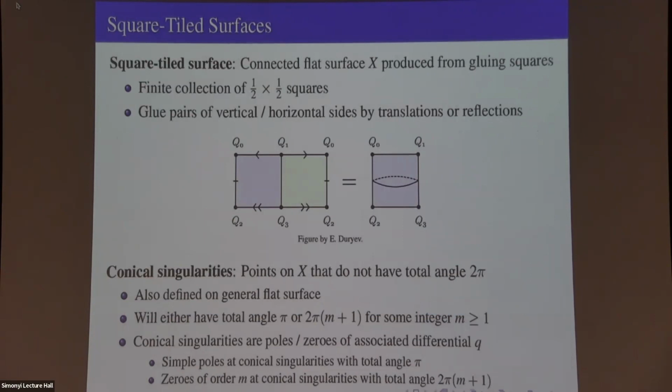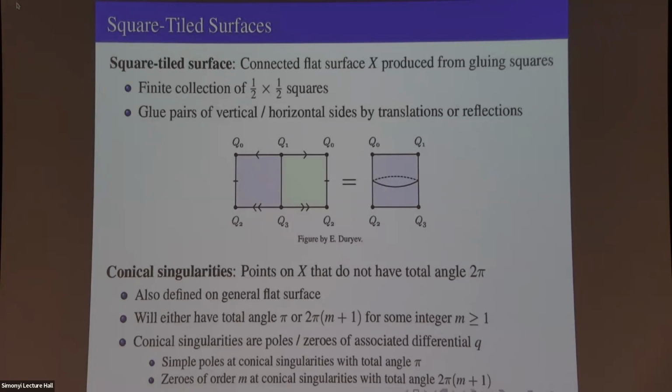Okay, so I want to discretize this problem so I can make a finite set of flat surfaces that I can pick at random. So let me explain how to do that. We'll restrict our attention to square tiled surfaces, which you can view as discretizations of flat surfaces. These are connected flat surfaces obtained by just gluing unit squares together. So I have a finite collection of 1/2 by 1/2 squares, and then I'll glue pairs of vertical or horizontal sides once again by reflections or rotations.